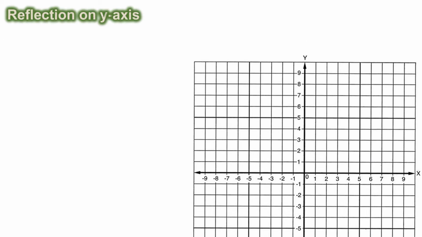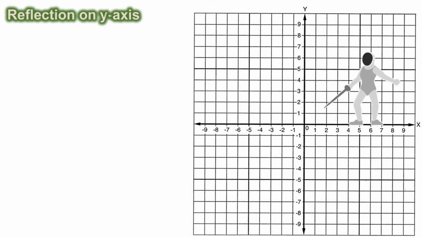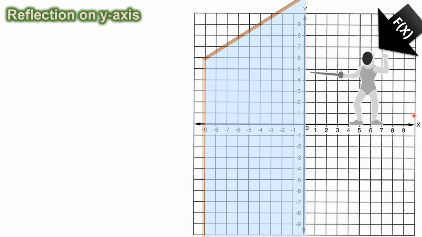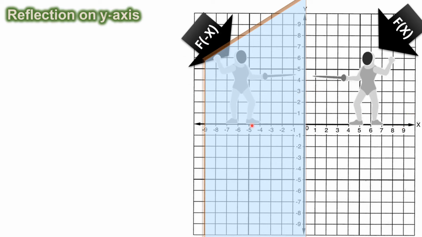Reflection on the y-axis. Let's see this object f of x. We have a mirror. It will be reflected on the y-axis. It will be f of negative x. See here, 4 will be negative 4, 5 will be negative 5. It's reflected on the y-axis. Consider the y-axis as a mirror, a big mirror.